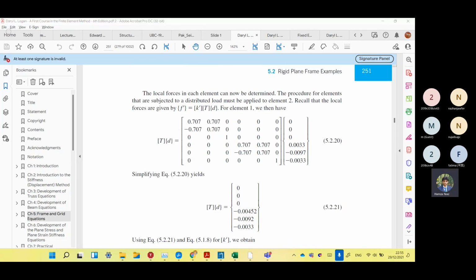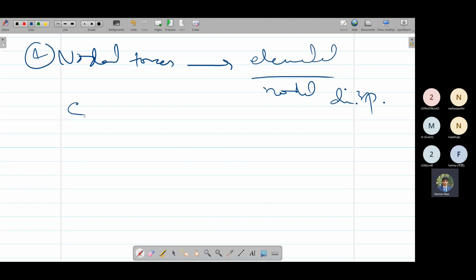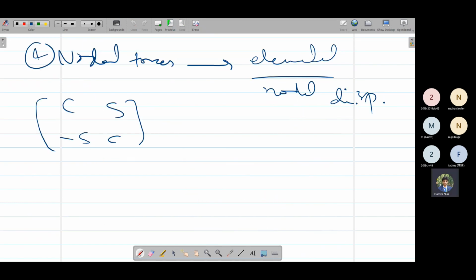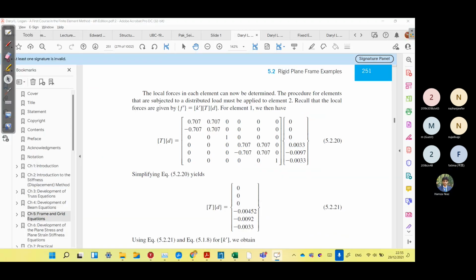So the transformation matrix is the same. That is CS 0, 0, 0, 0, CS. Or we can also write it simply as CS minus SC. So this is our transformation matrix. So what we have to do is we have to transform U2, V2 and Phi2.